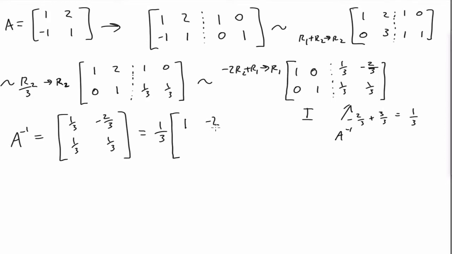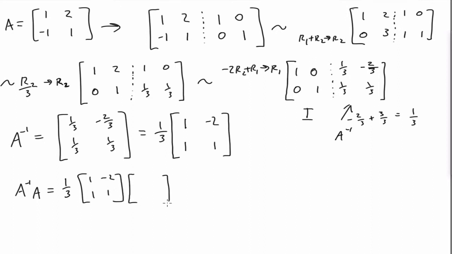We've defined that type of mathematical operation. So there we go. Now the question is, let's just check to make sure A inverse times A does actually equal the identity. There's a 1/3 there, 1, -2, 1, 1, and we're going to multiply by 1, -1, 2, 1. We take the first column and multiply it by the first row of the left matrix, and we're going to get what out of it?